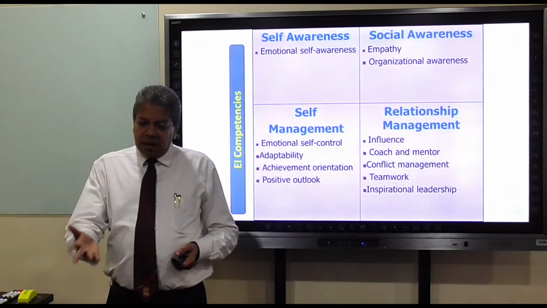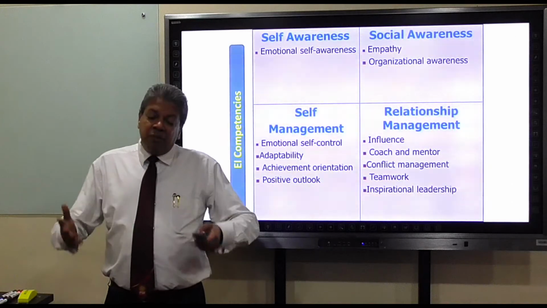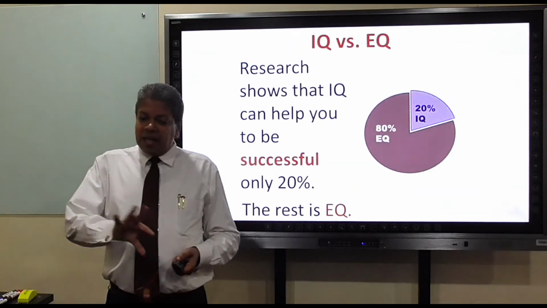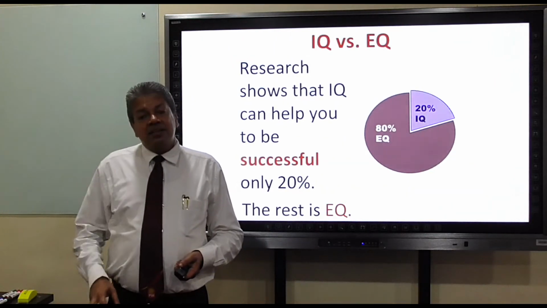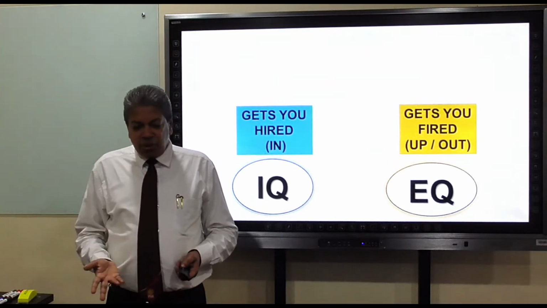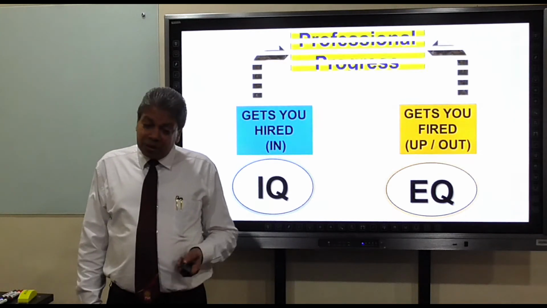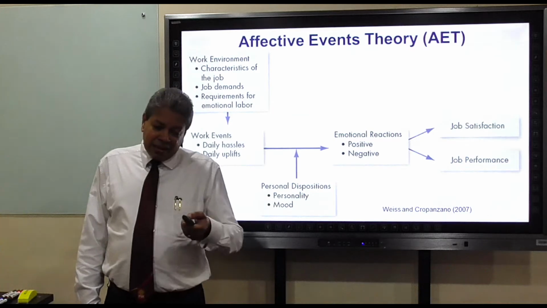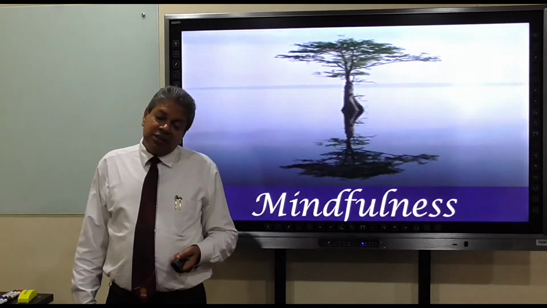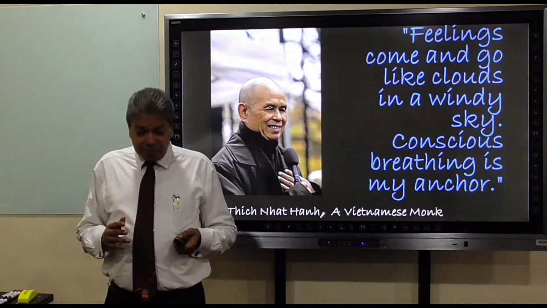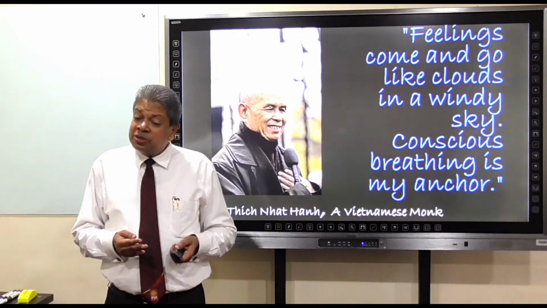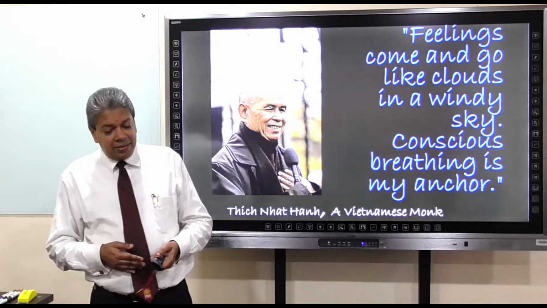Then we saw EI competencies, 12 different EI competencies, and we picked and chose the improvement areas, the EQ as a measure, and IQ versus EQ, the comparison, and the critical success factor is EQ. So IQ is the tip of the iceberg, the bulk is EQ, and IQ gets you hired in, EQ gets you fired up or out. That's professional progress, and the theory supporting that, team emotional intelligence, we had a look at it, and that's essentially what we covered. So mindfulness, be aware, and this is what Vietnamese monk Thich Nhat Hanh said: feelings come and go like clouds in a windy sky, conscious breathing is my anchor.